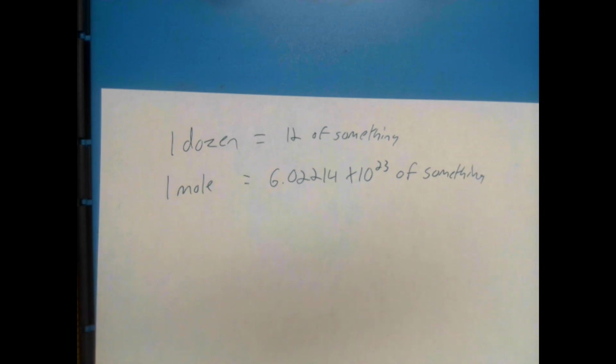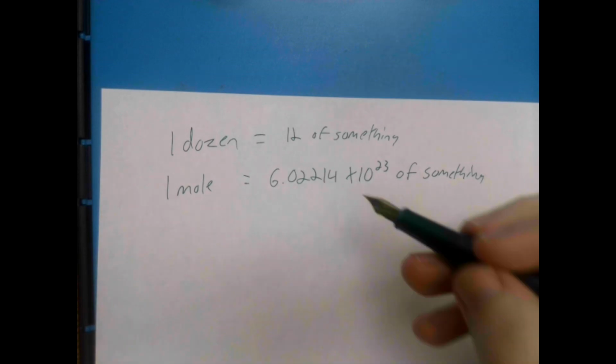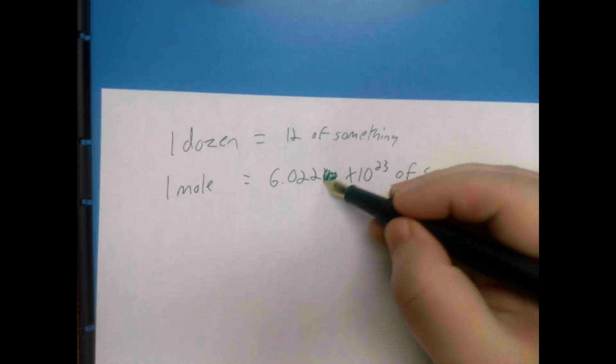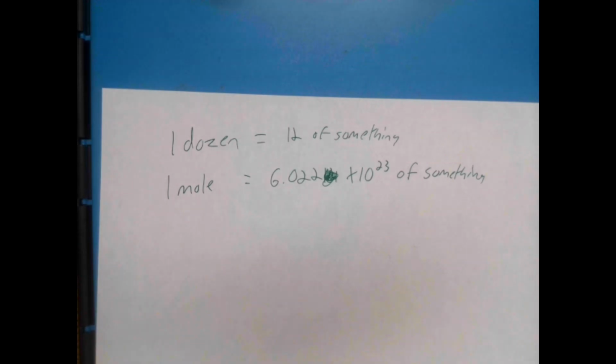Do we need to remember that? Maybe. Well, if I don't have to, I'll remove these last 2 digits. 6.022 is a good enough approximation. 6.022 times 10 to the 23. That is a super big number.